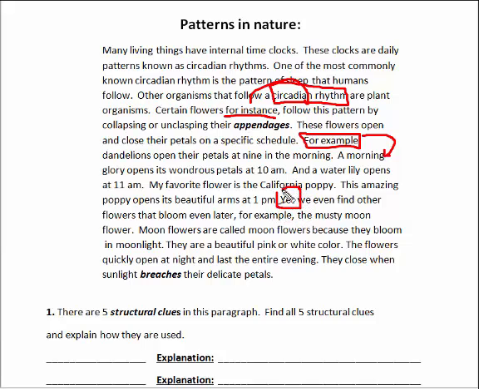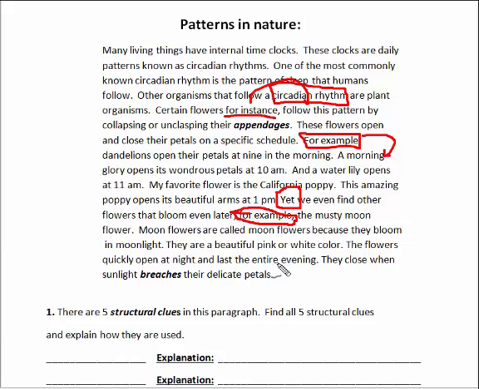We come down over here and we see that there's a structural clue, yet. This is a flip-flopper. That means we're going to switch from one direction to another. My favorite flower is California poppy. The amazing poppy opens at 1. Yet we find other flowers that bloom even later than 1 p.m. So those are opposite. 1 p.m. and later, that's opposite. So that's a structural clue. 1, 2, 3. We find, for example, that's 4. Here's an example that follows.